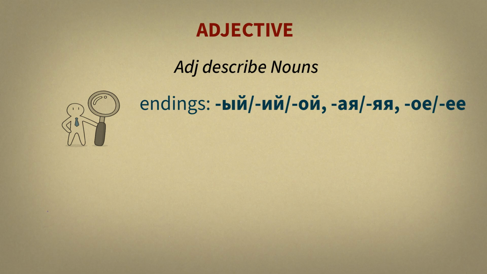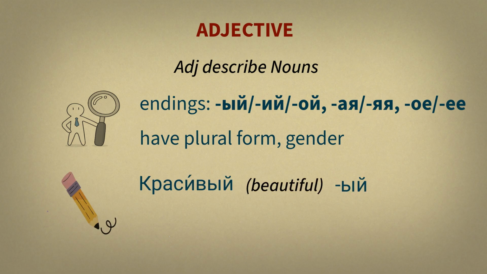Let's move on to adjectives. Adjectives describe nouns. Visual clues are endings -ый, -ий, -ой, -ая, -яя, -ое, -ее. More detailed information about endings of adjectives you can watch in my video Adjectives in Russian. They can be in plural form and they have gender as nouns. For example, красивый. The ending is -ый. Маленькая. The ending is -ая.